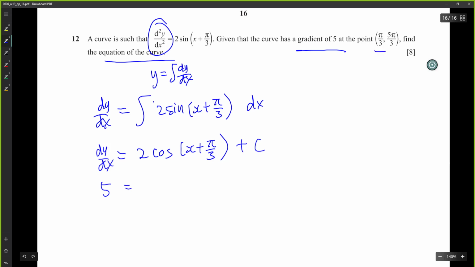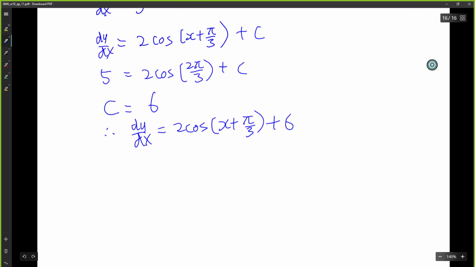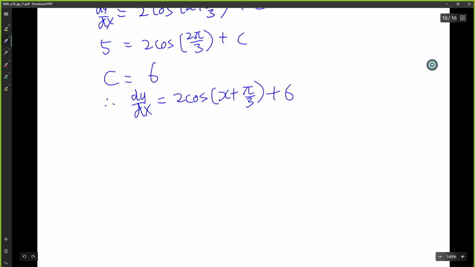So when your x is pi over 3, pi over 3 plus pi over 3 is 2 pi over 3 plus c. Then you can find your c easily by 5 minus 2 cos 2 pi over 3, which gives 6. So yeah, I got my dy dx here. Is 2 cos x plus pi over 3 plus 6. And I just realized it's 8 mark. This kind of question 8 mark, I'm very happy because it looked like quite easy.